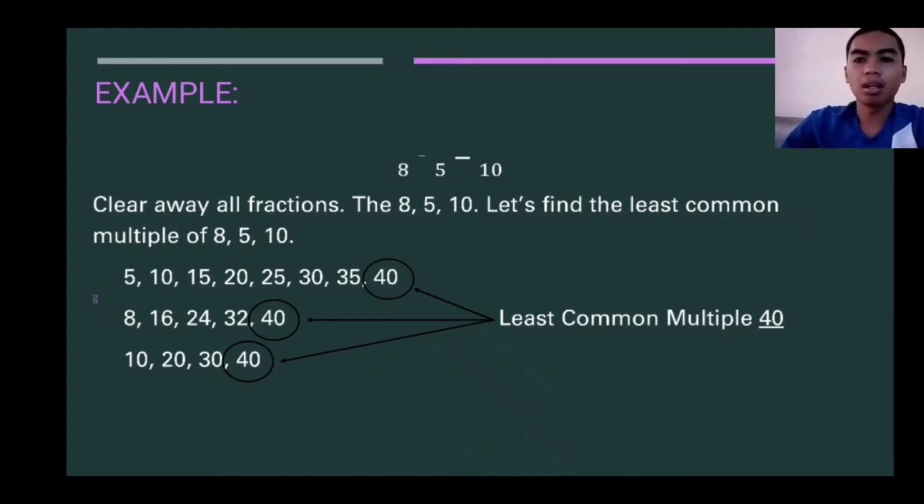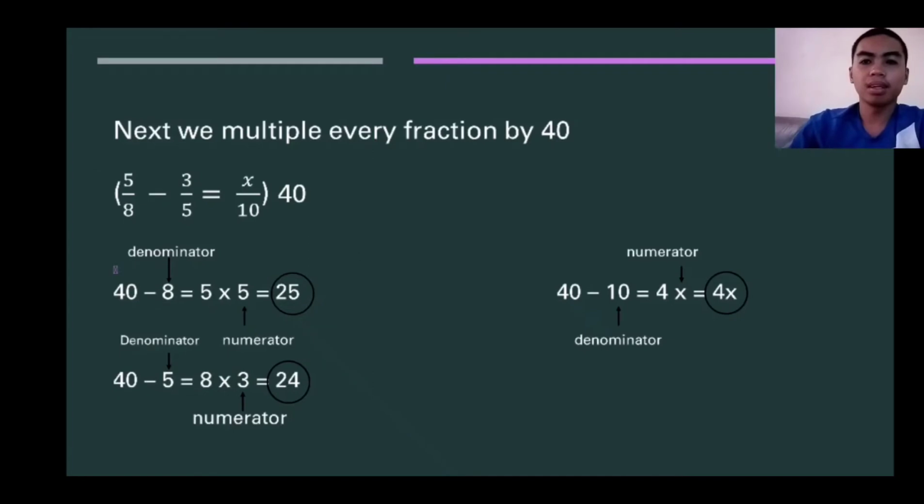Clear away all fractions, the 8, 5, 10. Let's find the least common multiple of 8, 5, and 10. The least common multiple of 8, 5, and 10 is 40. Next, we multiply every fraction by 40. The first fraction is 5 over 8. The next one is 3 over 5. The last is x over 10.